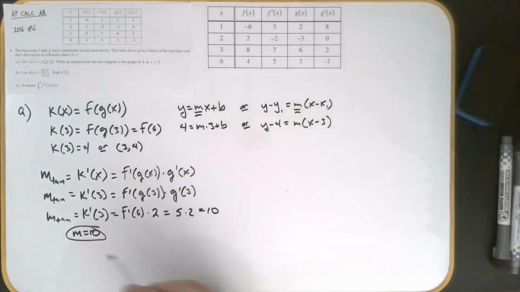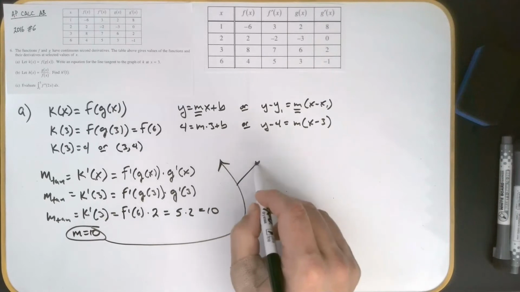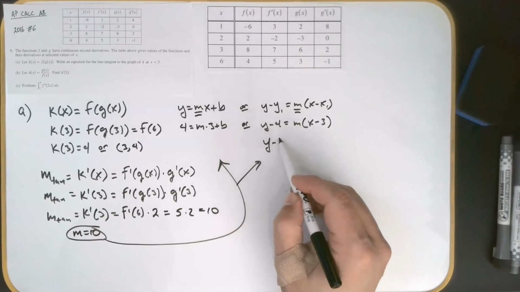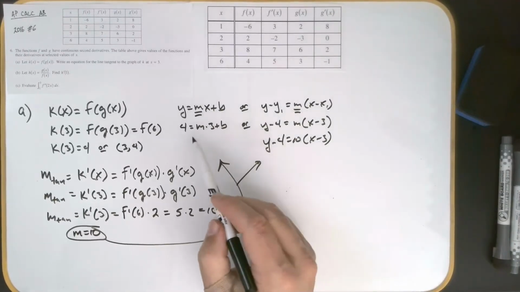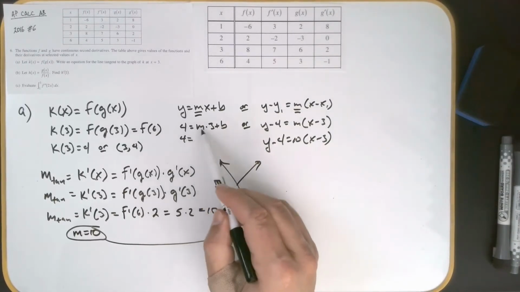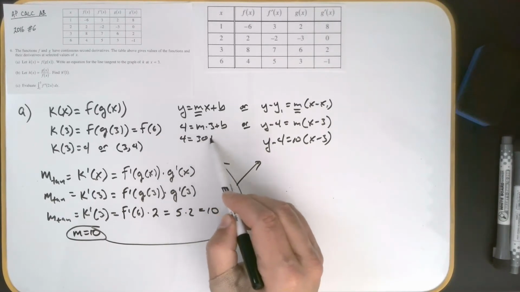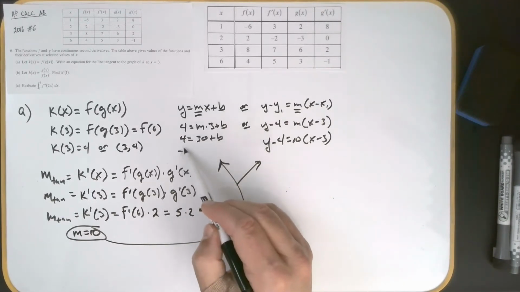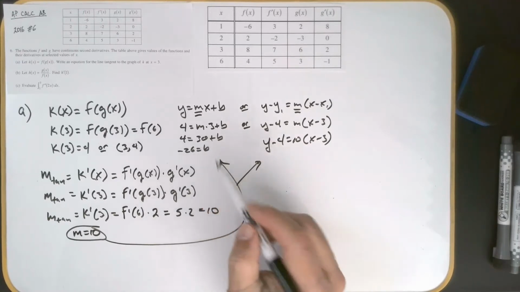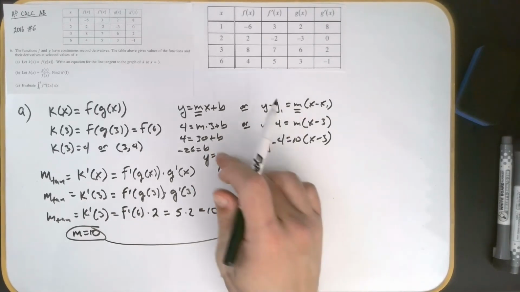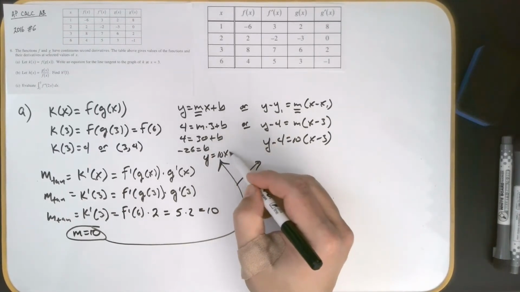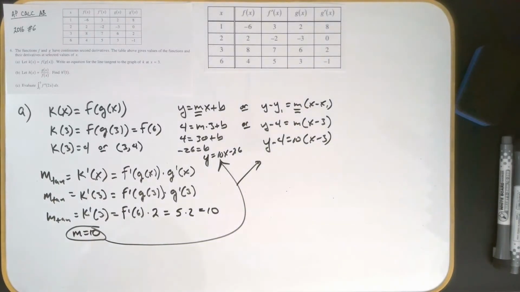And we'll polish this off, and we'll say, all right, so now let's put these into these. If you wanted to go this route, you could say y minus 4 is equal to 10 times x minus 3. Done. On this one, we would get 4 is equal to, since m is 10, this is going to be 30 plus b. Subtract that over, we get negative 26 is equal to b. And so we would get y is equal to 10x minus 26. So either of those would be acceptable. So there's the equation of the tangent.